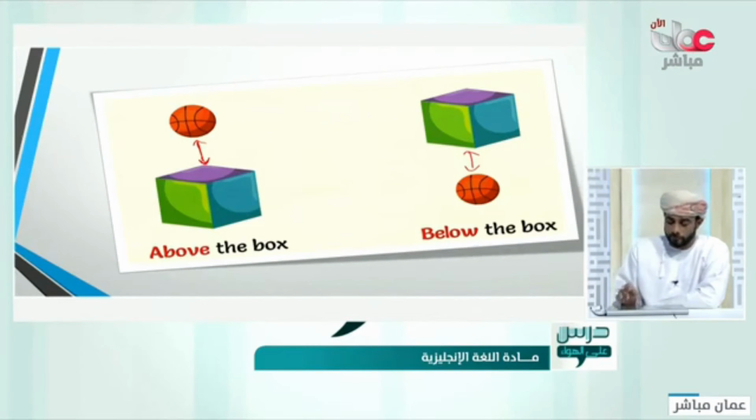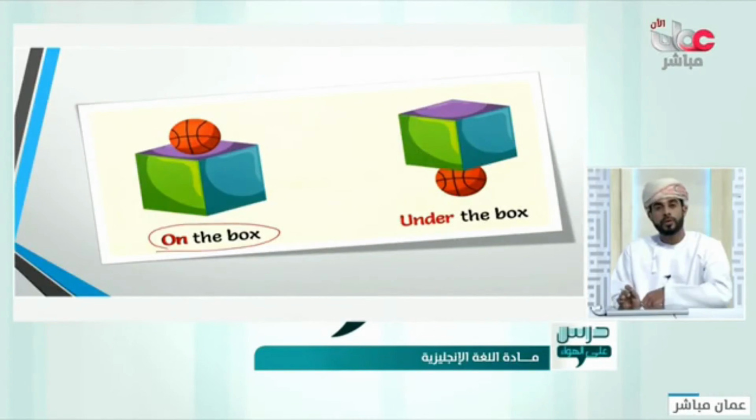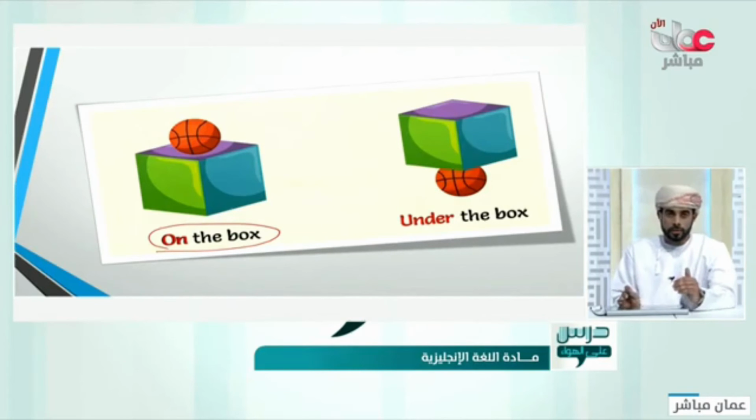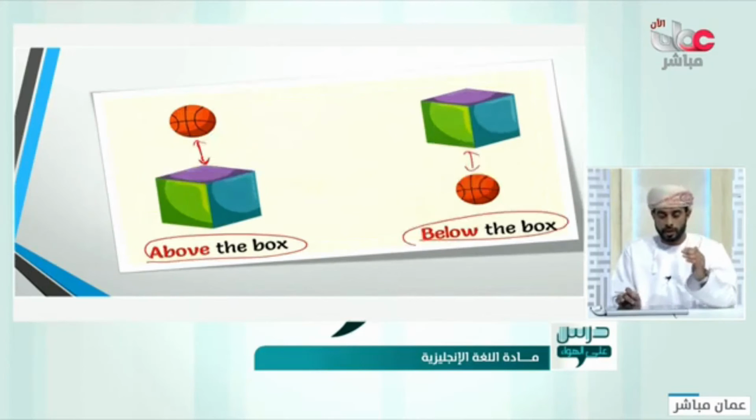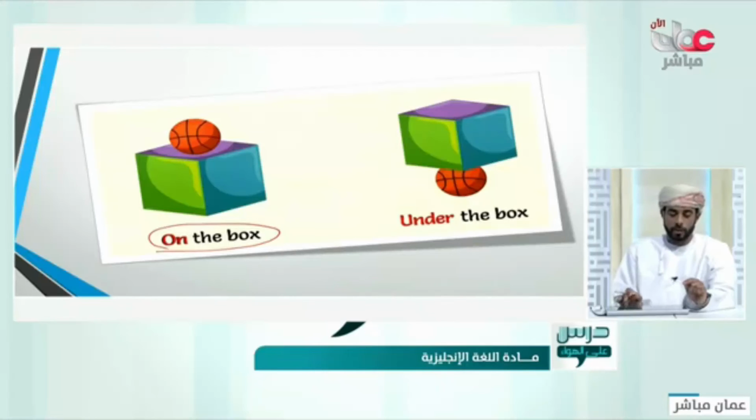It's not on. Why is that? Because have a look. This is above the box, below the box. If it is really attached to the box, we say on the box. For example, if you ask your brother to bring your phone, and you say it is above the bed, he won't search on the bed. He will search on the shelf that is above the bed. But if you say it is on the bed, he will go directly to the bed and search there.